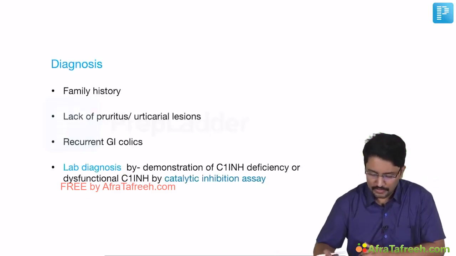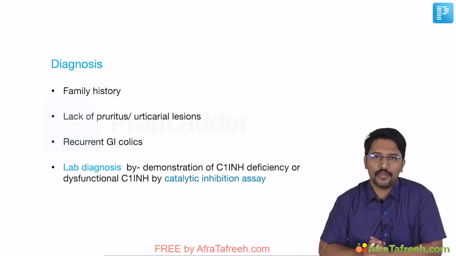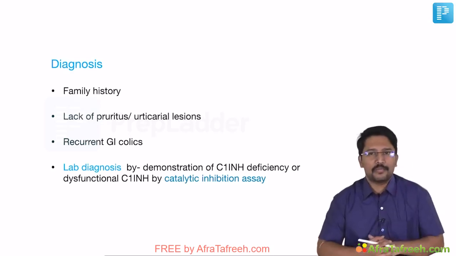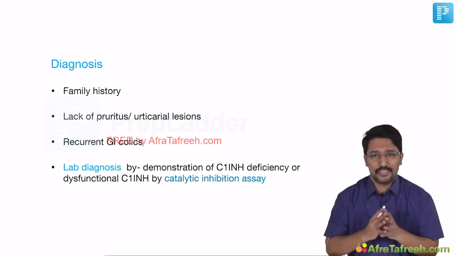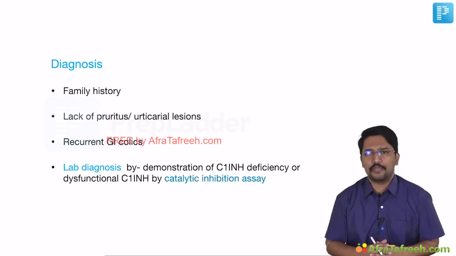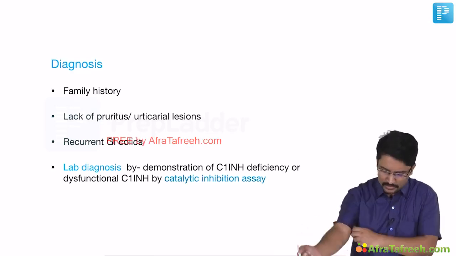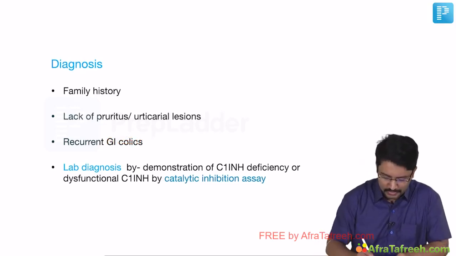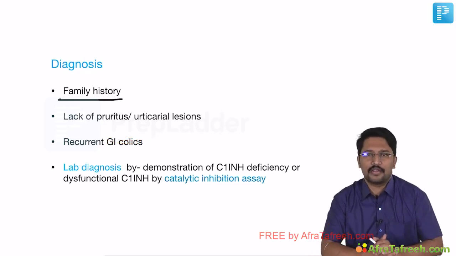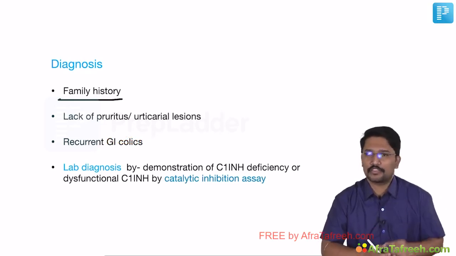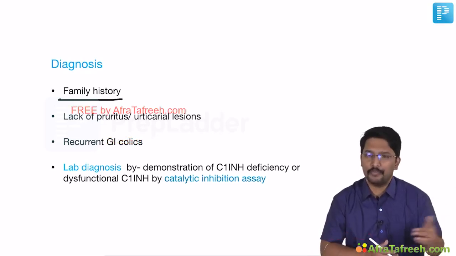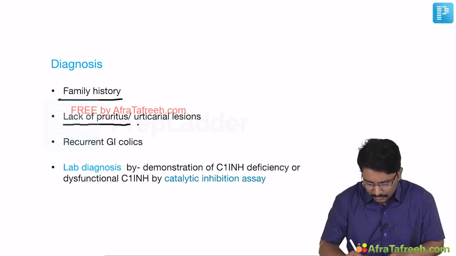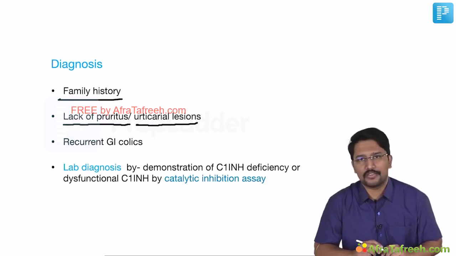When do we suspect that a patient presenting with repeated angioedema actually has hereditary angioedema? There are three important pointers in the patient's physical examination and history which make us strongly suspect the possibility of hereditary angioedema. The first one: for any patient presenting with repeated episodes of angioedema, look for family history. In any patient with hereditary angioedema, the family history will be pretty strong because of the fully penetrant mutations. Second, these patients do not have pruritus or urticarial lesions.